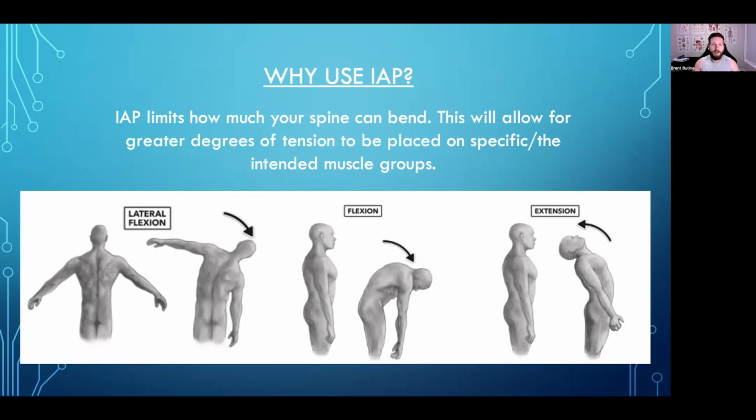So this will allow for greater degrees of tension to be placed on the specific and intended muscle groups. So the reason why we're limiting how much movement occurs in our spine is so that when we do a deadlift or we do a squat, we have more movement of the hip and the glutes, the knee and the quads, and the hamstrings, okay? The goal is to limit how much the spine moves so our other joints can move and thus more pressure can be placed on these other muscle groups.